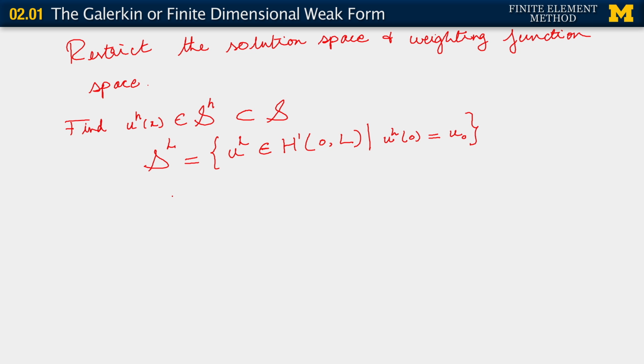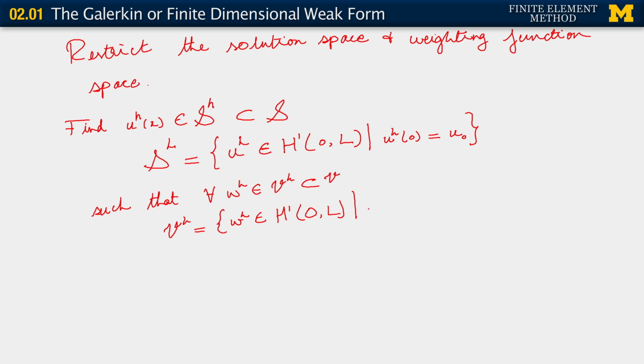So we want to find UH living in this finite dimensional space SH such that for all WH, okay, again the weighting functions we are no longer pulling out of this big space V. We're taking these also from a reduced dimensional space, a finite dimensional space. However, we do want VH to be a subset of our original space V. Okay, and VH we will tend to say consists of all functions WH, also belonging to the space H1 on 0, L, such that WH at the Dirichlet boundary vanishes. Okay? All right.